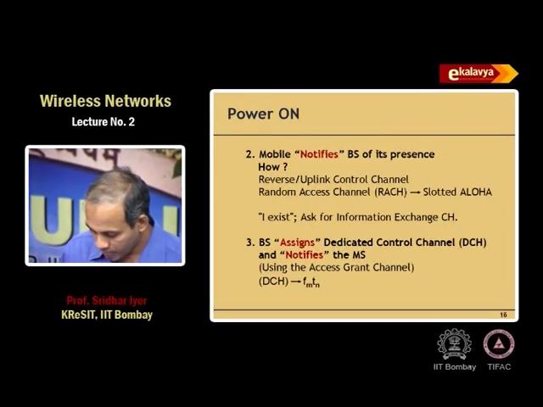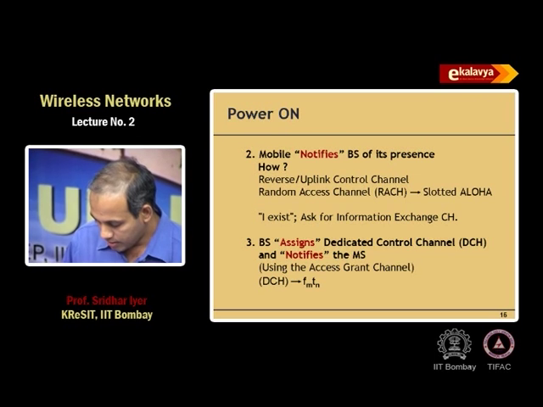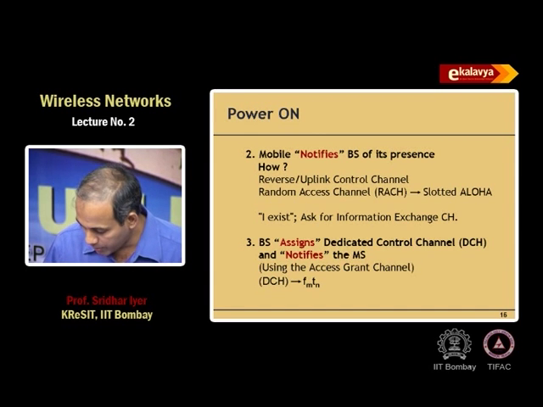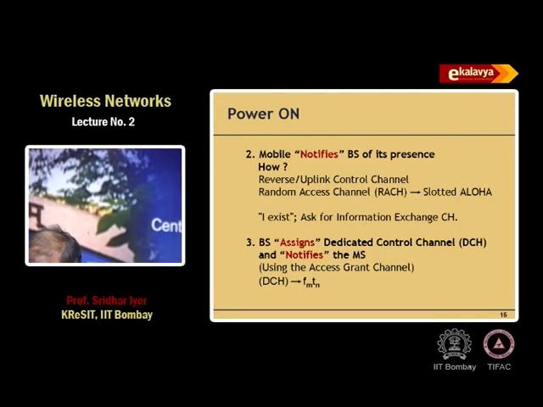So basically all you can say is that you exist, and then you ask for another control channel, an information exchange channel. Let me call that the information exchange channel, right? I don't want to do a lengthy information exchange with the base station on a random access channel. So on the random access channel, I only notify the base station that I exist. Now give me some channel on which I can talk to you. Okay, that's all it means. Give me some other channel on which I can talk to you. Okay. So what's the third thing that happens?